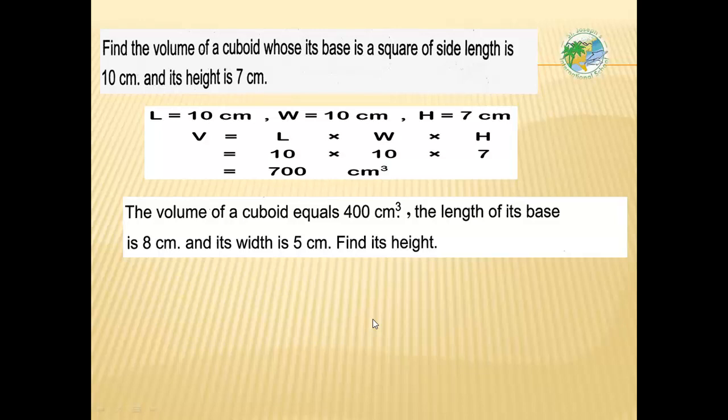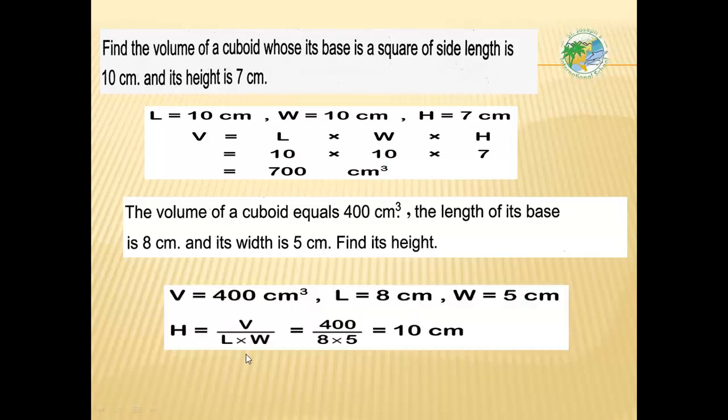Who can answer? Okay, fine. Now the volume is 400 centimeters cubed, length 8 centimeters, width 5 centimeters. Then the height of the cuboid equals volume over length times width, equals 400 over 8 times 5, equals 10 centimeters.